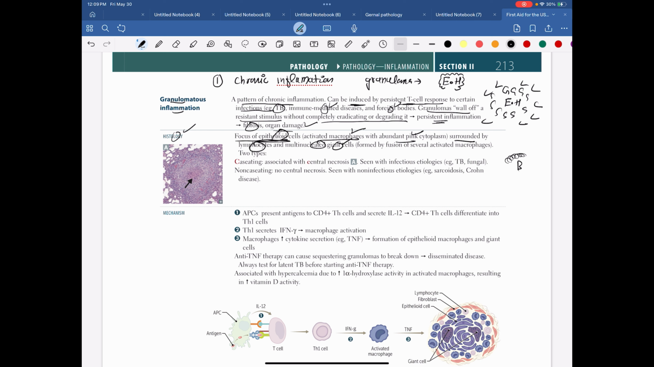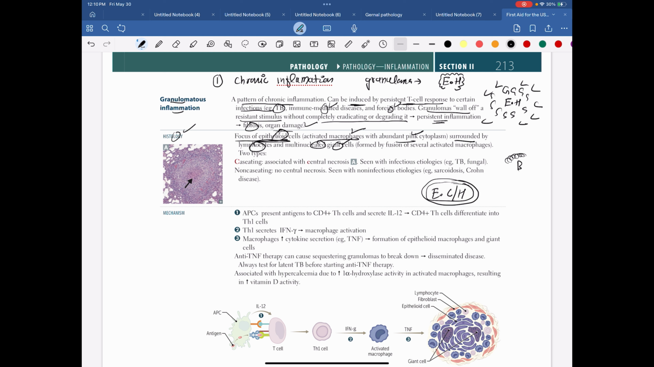So again, let's take a quick review. In the center you have epithelioid cells, or epithelioid histiocytes. On the side of that you have lymphocytes. On the side of that you also have the giant cells. The giant cell forms when activated macrophages combine with each other.